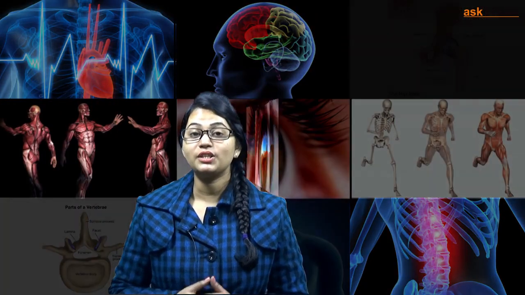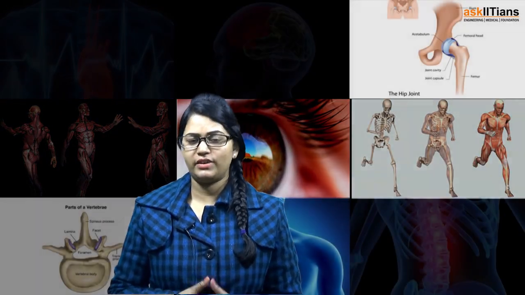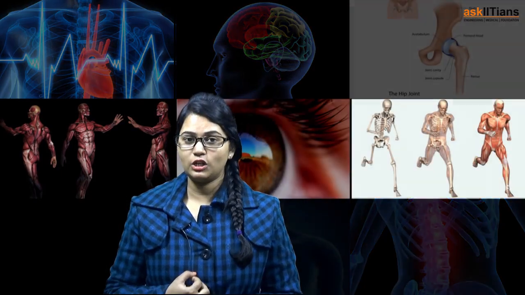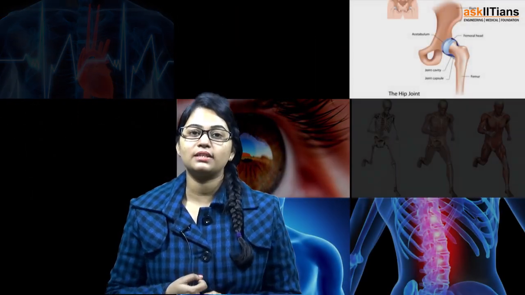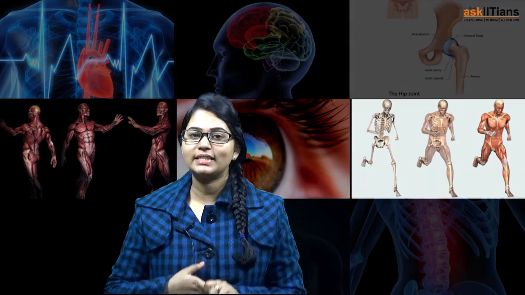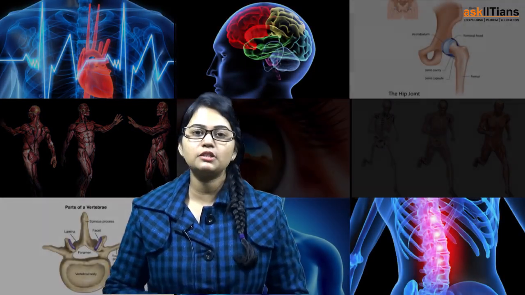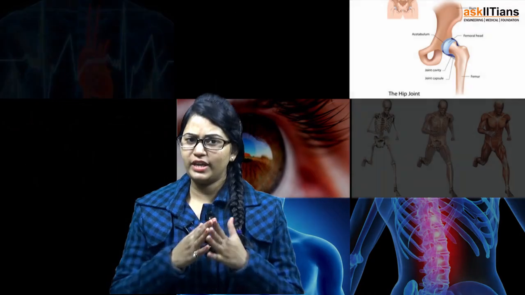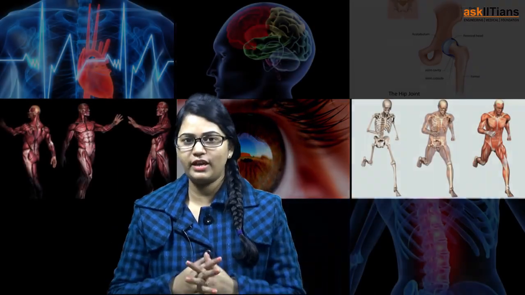Well students, this was all about the types of disorders found in bones and joints. We have learnt about disorders like sprain, dislocation, arthritis, osteoporosis and slip disc. This is the last part on the chapter locomotion and movement. In this complete chapter, what we have learned.